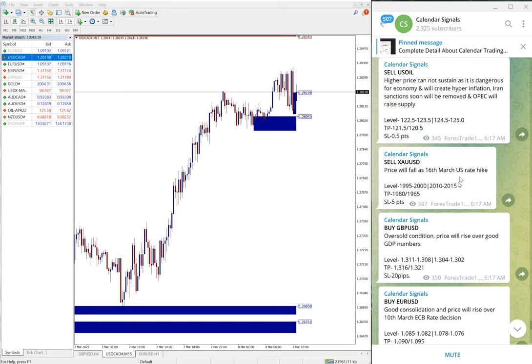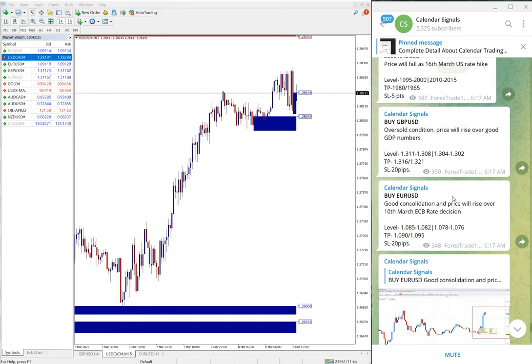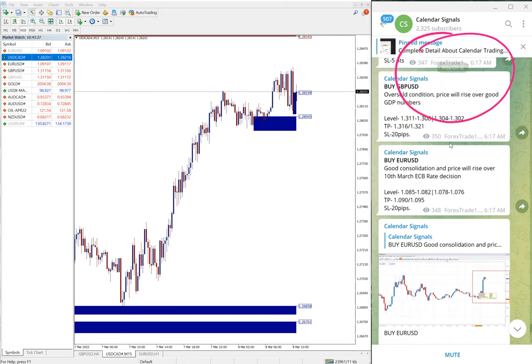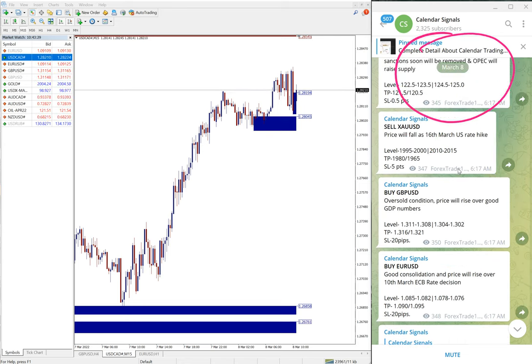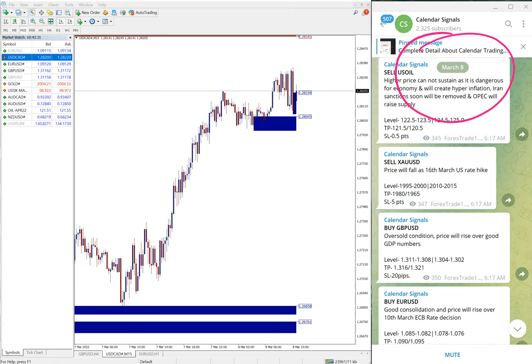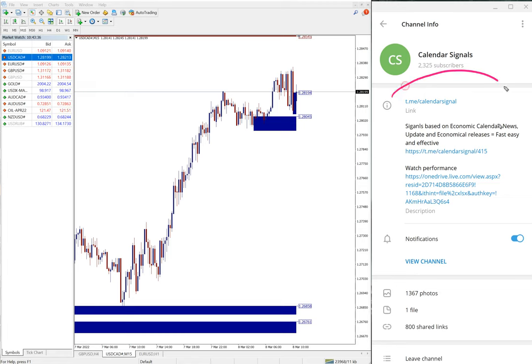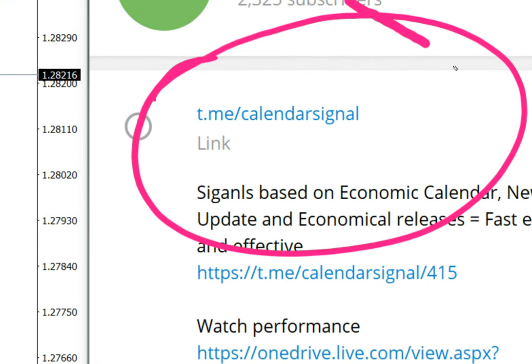Today we are going to show you the performance of our today's calendar signal. Today is March 8th. You can see the date pop up here in this section as I scroll, March 8th, and all these signals given on this free Telegram channel t.me/calendar signal. This is our free channel and this is where we are giving these signals.